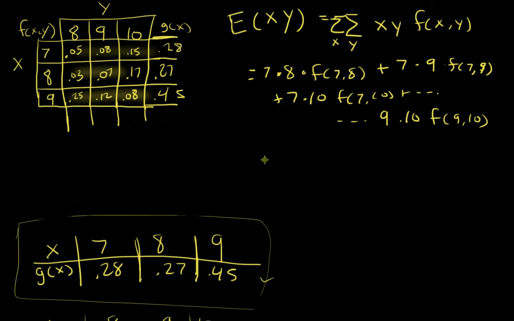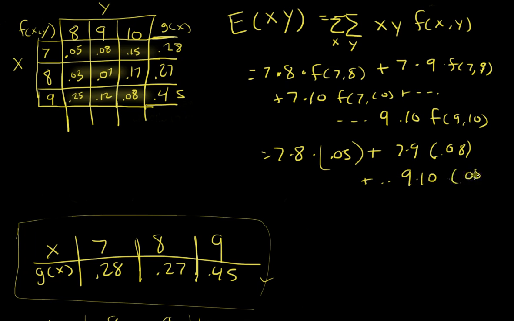So 7 times 8 times 0.05 plus 7 times 9 times 0.08, etc., until we get to 9 times 10 times 0.08. I'll leave that as an exercise for you. If you want to actually solve this and post it in the discussion board, I'll check your answer. If you're not entirely sure how to get to the answer, you're more than welcome to continue talking about it there.